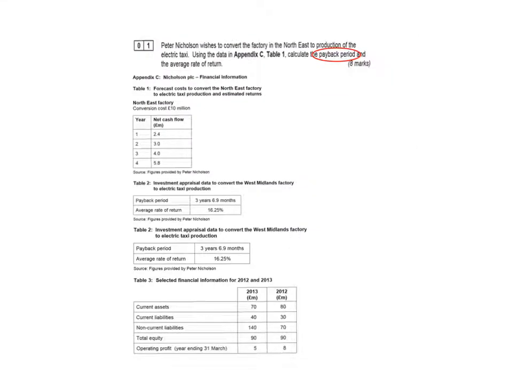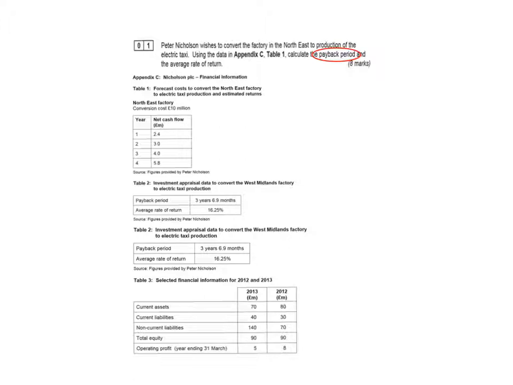So this is an exam question that you may see. It's from a past AQA spec, but it's a good question to practice on. So we've got Peter Nicholson wishes to convert the factory in the northeast to production of the electric taxi. Using the data in Appendix C, Table 1, calculate the payback period and the average rate of return. Within this video, we are just going to concentrate on the payback period. So what I need you to do, again, is pause the video, have a go, read all the different data from the case study below, which I've copied for you, and have a go at working out the payback period.